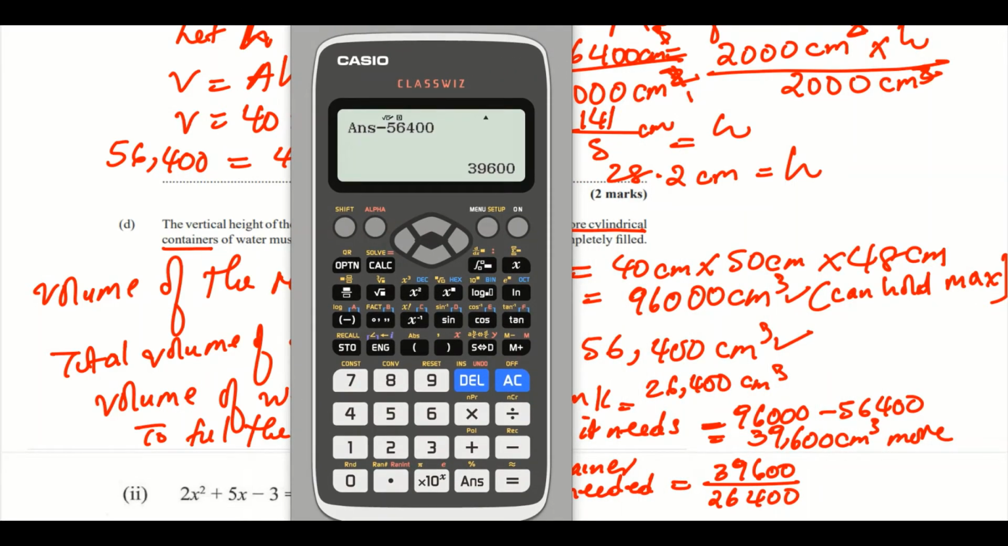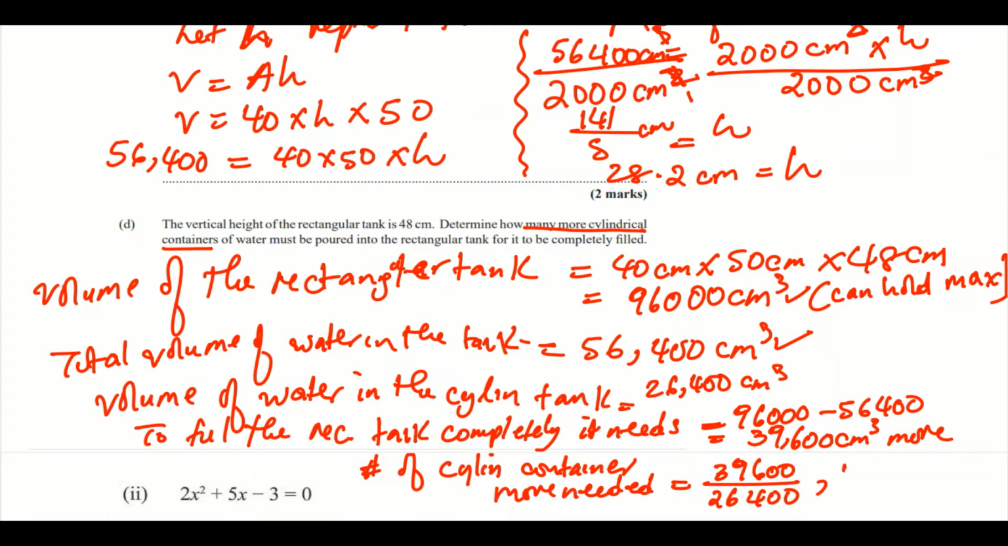Let's do it on our calculator quickly. Answer divided by 26400. And we get 2 over 3, same thing as 1.5. And this is equal to 1.5 containers more.